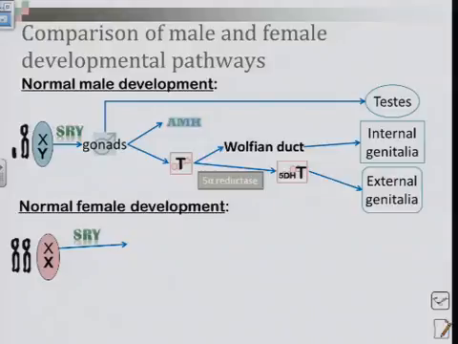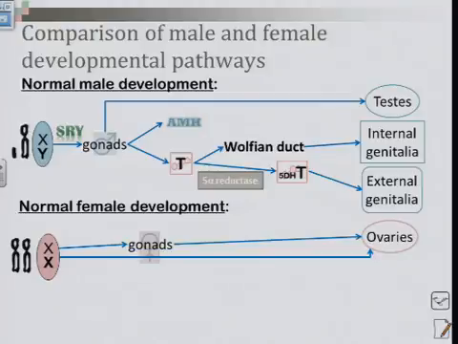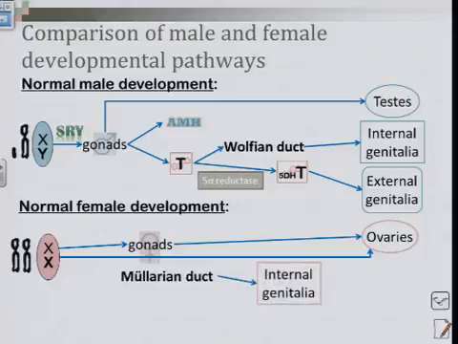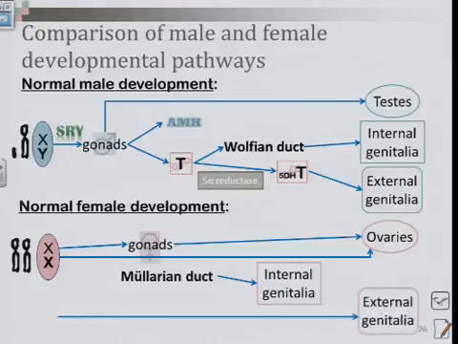Females do not have SRY. You get female gonads. Along with another X chromosome, you get ovaries. Under these circumstances, the Wolffian duct atrophies. The Mullerian duct develops into internal genitalia, and the external genitalia develop by default. Okay, so let's end it there, and Thursday we'll finish this up with disorders of sexual differentiation.